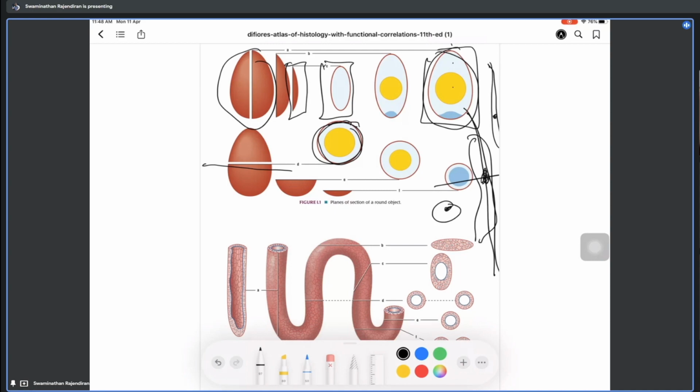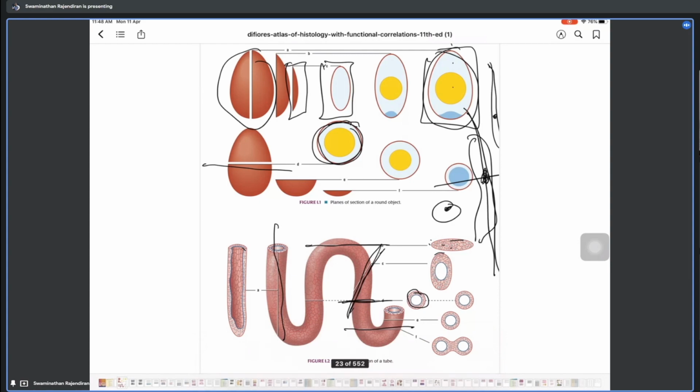And this is the egg they showed you. I think at the bottom they have shown an appendix. If you cut the appendix like this and you invert it and see, you will see a long thing. But when you cut here, the lumen may not be seen. You will see only the cells. And if you cut obliquely, you will see an oval piece. If you cut tangentially straight, you will see a round piece. If you cut tangentially here, you will see two pieces.